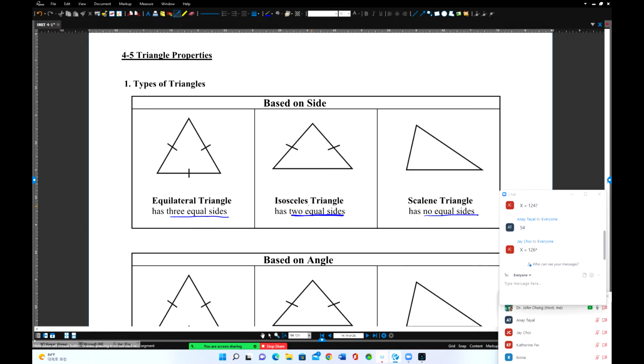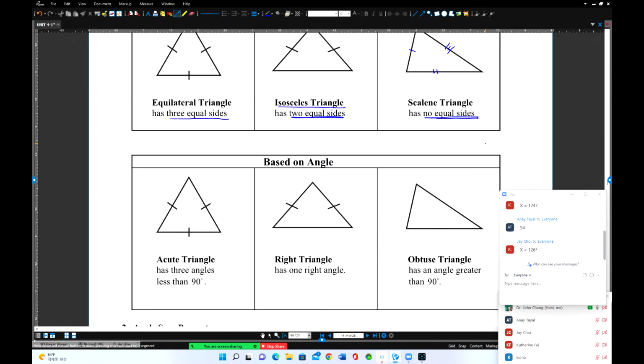Only 2 sides equal, isosceles. No side equal, they are all different sides. All different sides is a scalene triangle. That's a different name. Equilateral, isosceles, and scalene. Alright, you have to memorize by the side.